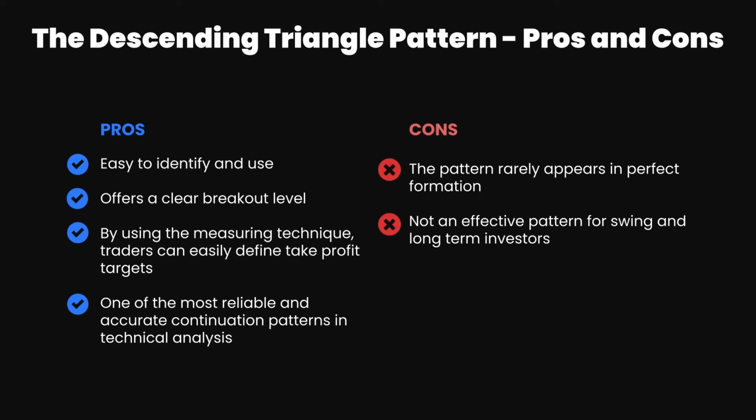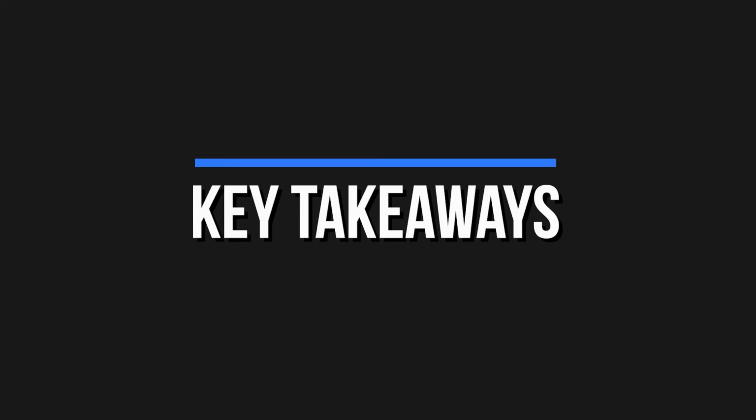Now, on the con side of the ledger, the pattern rarely appears in perfect formation, so there is a bit of interpretation and nuance involved in identifying the descending triangle in the live market. And lastly, it's not an effective pattern for swing and long-term investors. The descending triangle pattern functions best on intraday and daily timeframes.